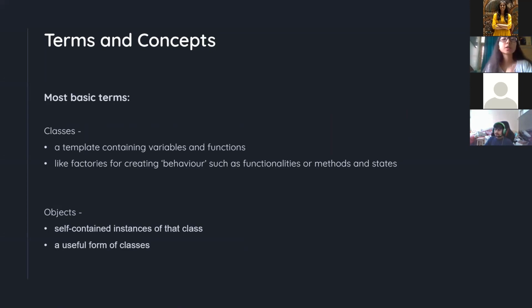Now the next thing is objects. Objects are independent or self-contained instances of the classes that we have made. Or in other words, objects are those copies of the template that we made using classes that can be useful. So basically, they are a useful form of classes. So these were the basic terms.